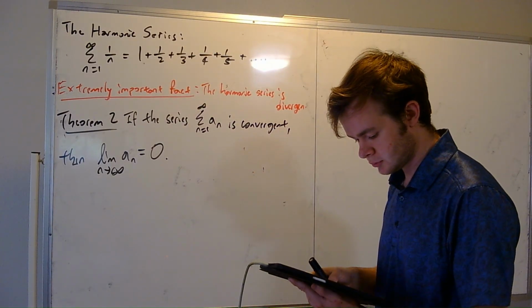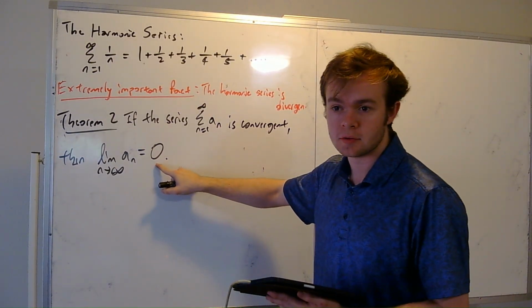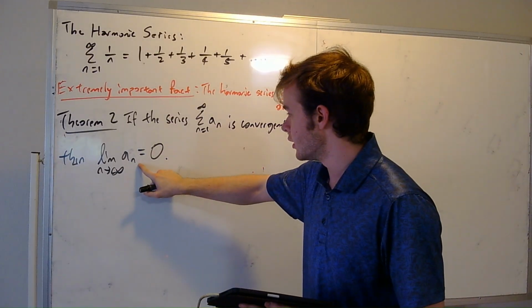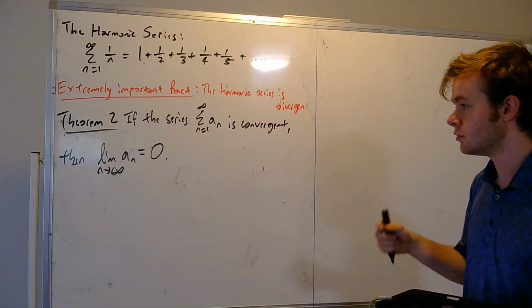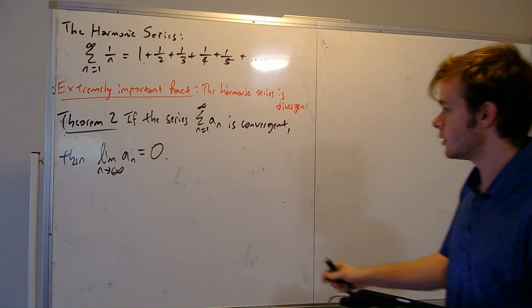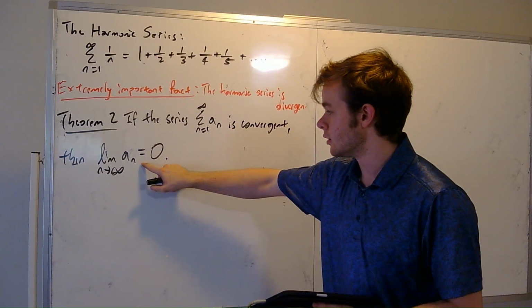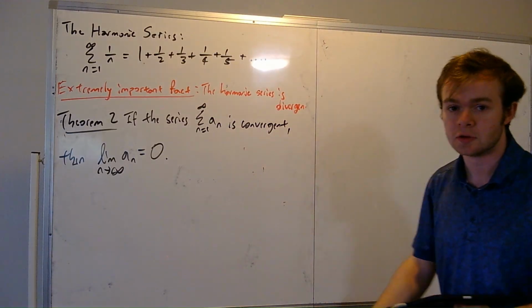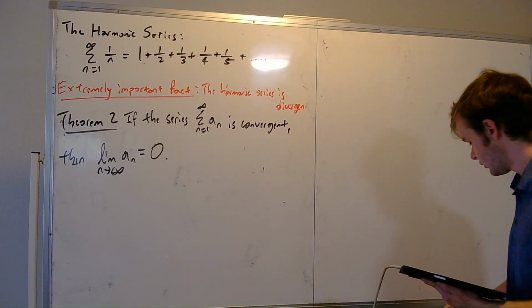So just having this limit equal to 0 isn't enough to say that it's convergent, but if this limit is not equal to 0, we can definitely say that it's not convergent. So you just have to be a little bit careful there, because just proving that this is 0 is not enough. But if you prove that this is not 0, then it will say that it's not convergent. So you just have to be a little bit careful with exactly what that theorem says.